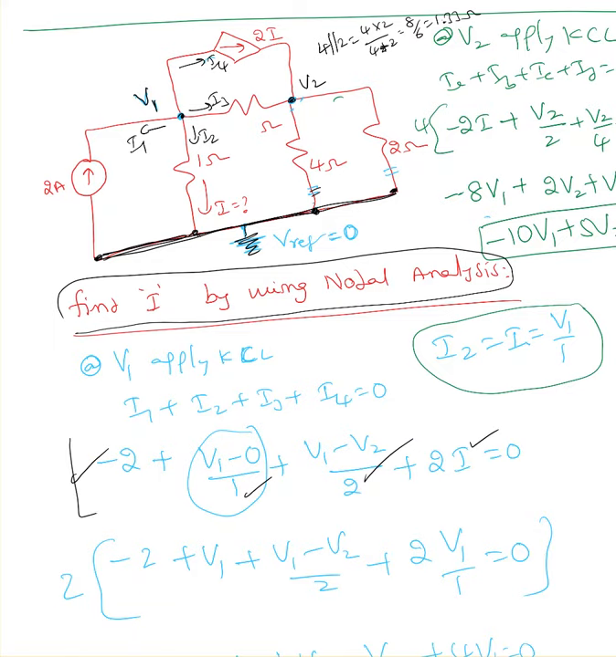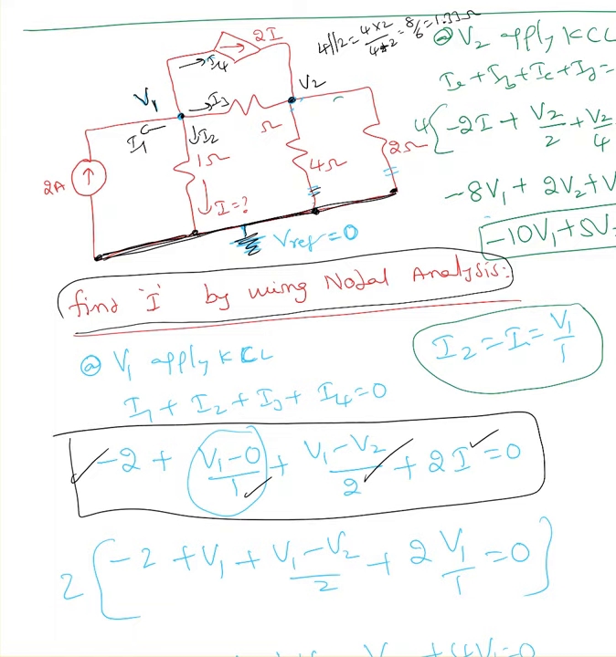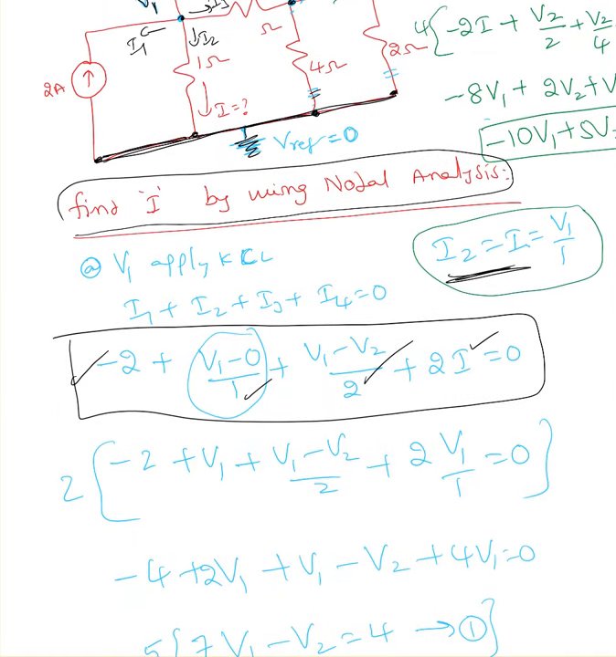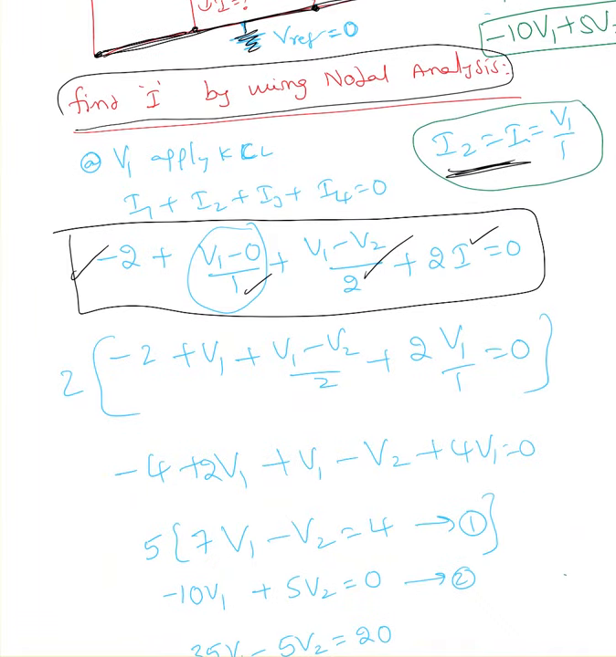Now I want to have every element in this equation in terms of V1 and V2, not I. So I'm going to replace this I. If you look here, I2 is the same as I, and I already wrote I2 equals V1 minus 0 over 1. So I can replace I with V1 over 1, and that's what I did here. I multiplied by 2 to simplify this equation, and ended up with 7V1 minus V2 equals 4. That's my equation 1.